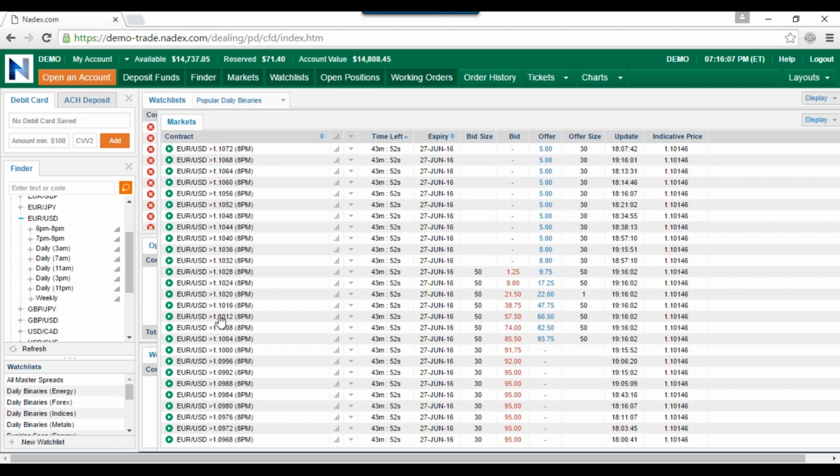So you realize, okay, 1012. Then you realize that all these strikes above it are what? They're above the market, right? The market's right here at 1014 now. Well, this next one's 1016. So all of these strikes are way above the market, correct?